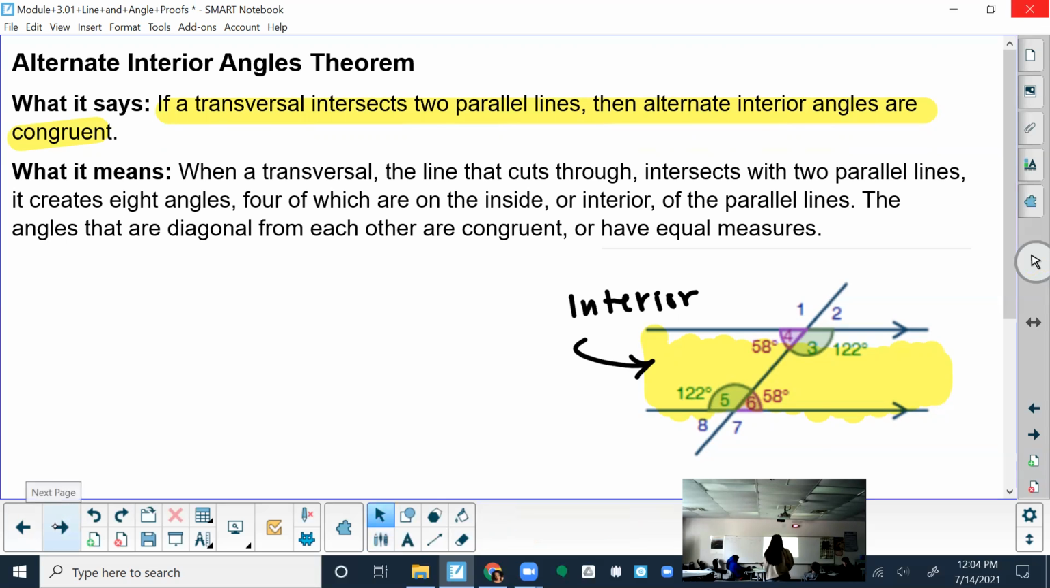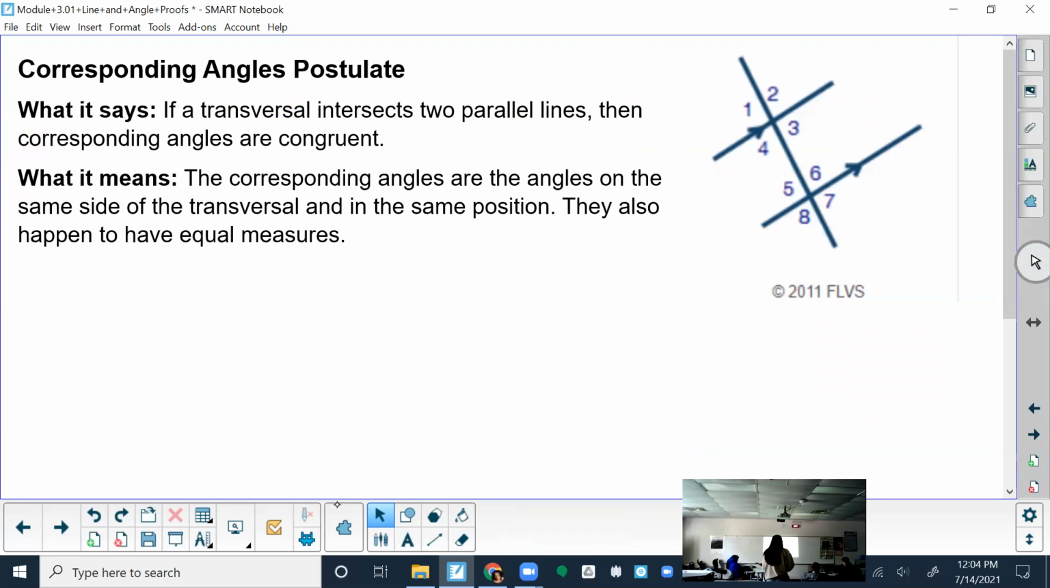All right, next one. Corresponding angles postulate. Just like corresponding triangles, we have two sets of angles, and they're corresponding if they're in the same position. So 1 corresponds to 5, 2 corresponds to 6, and so on. If a transversal intersects two parallel lines, the corresponding angles will be congruent. That's what we said in the beginning. Angle 1 is congruent to angle 5. Angle 2 is congruent to angle 6.